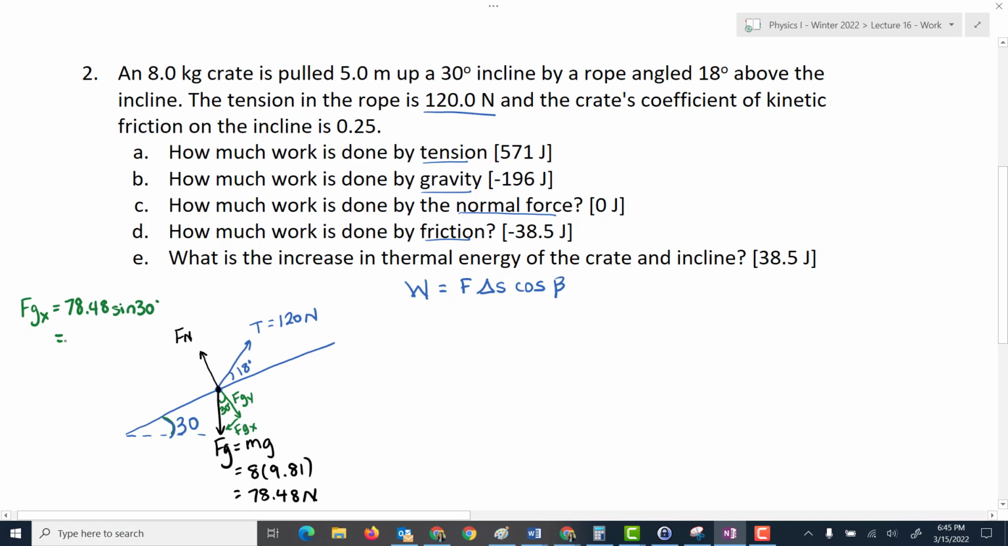I'm going to type that up, 78.48 times sine of 30, and I get 39.24 newtons. And Fgy is equal to 78.48. The y is the adjacent side to the 30 degrees, so we're going to use cos of 30. So I get 78.48 cos 30, which is 67.97.